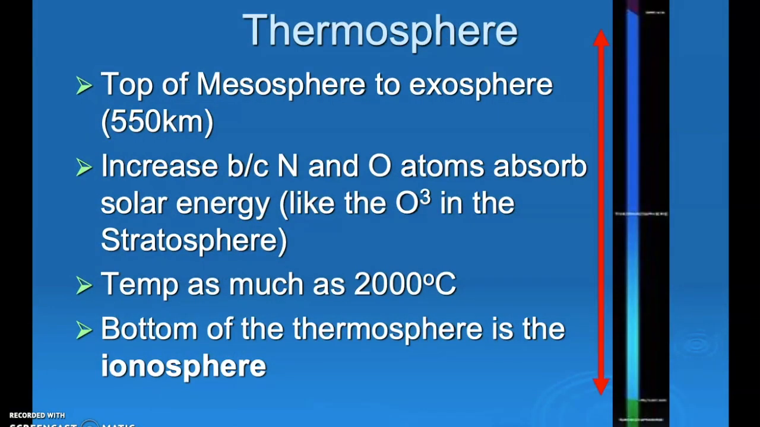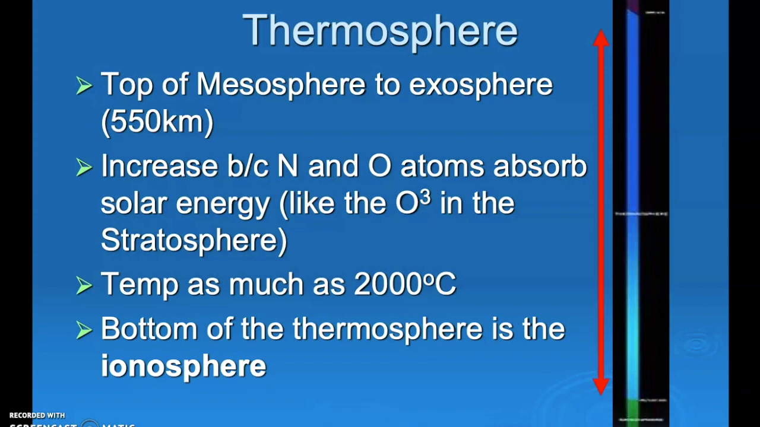The next layer is the thermosphere, and that goes from the top of the mesosphere to the exosphere, or about 550 kilometers upward in the sky. And in the thermosphere, you see an increase in heat because the nitrogen and oxygen atoms absorb solar energy, just like the ozone does in the stratosphere. And so the temperature can get to highs of 200 degrees Celsius.